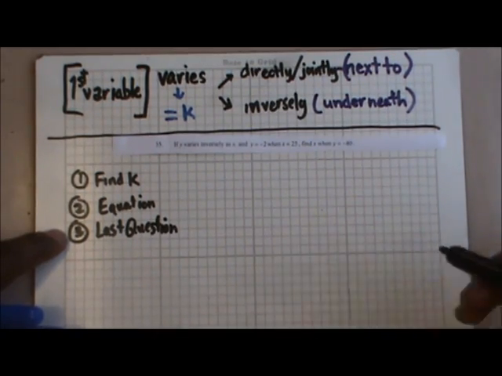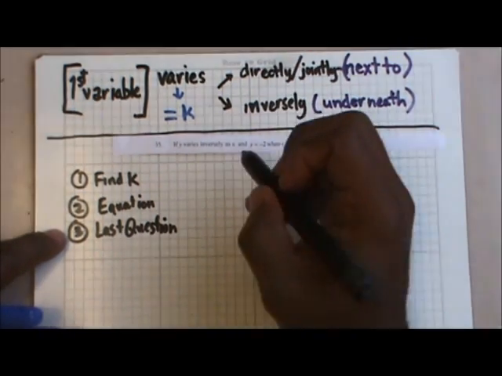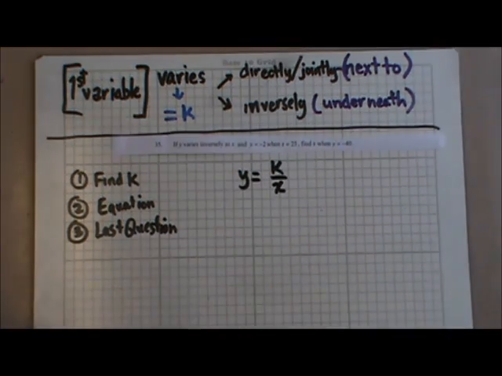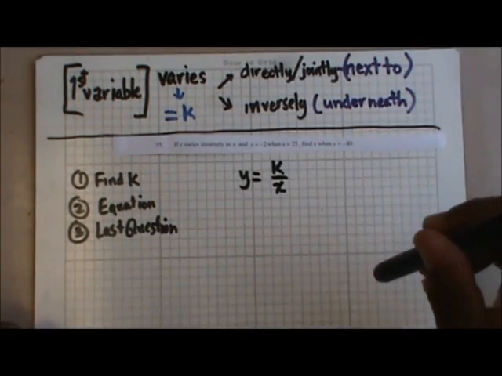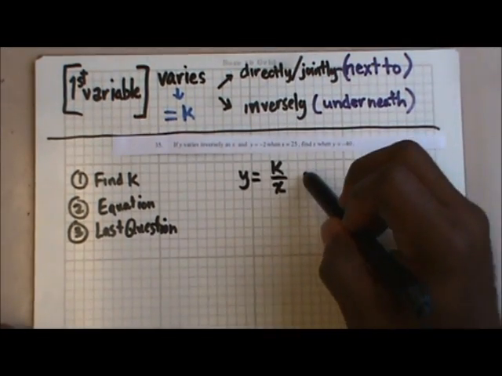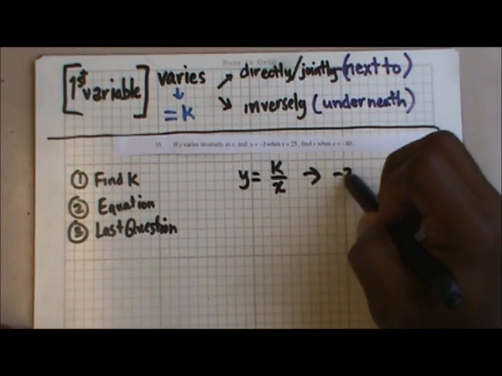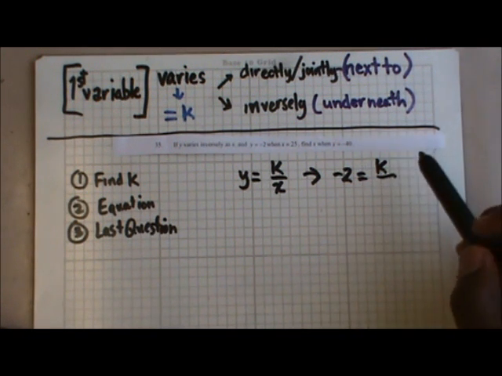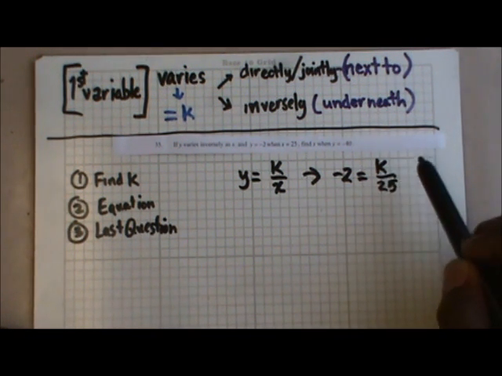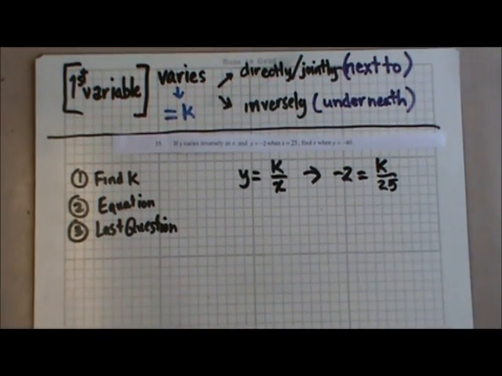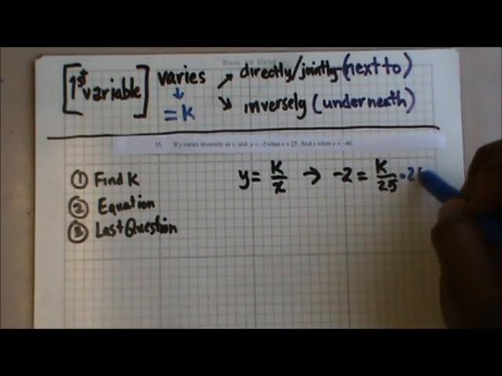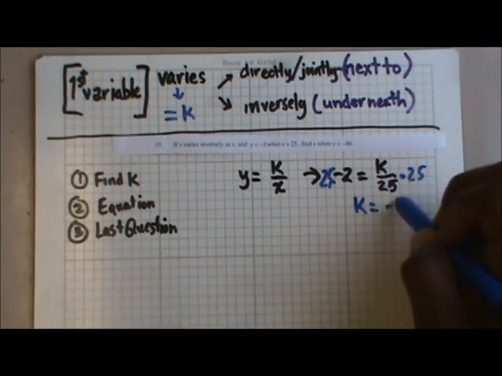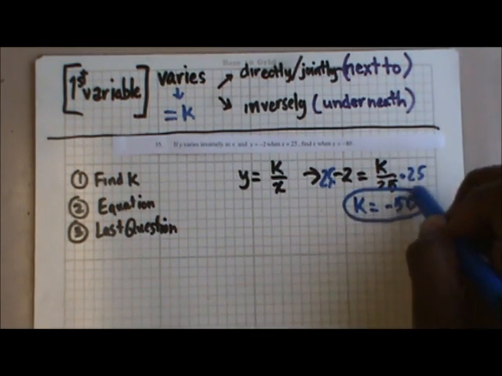All right, so first things first, Y varies inversely as X, so Y is equal to K over X. All right, so we're trying to find K. All right, we're going to plug these values in. So we have -2 is equal to K over 25. All right, if I multiply both sides by 25, I get K is equal to -50. We circle that. That's our first circle.